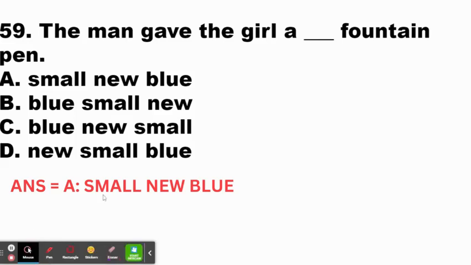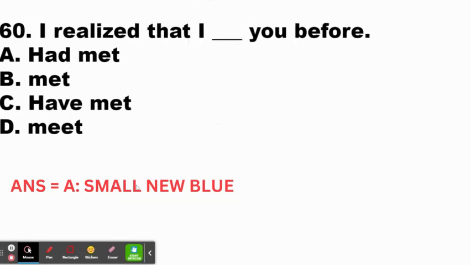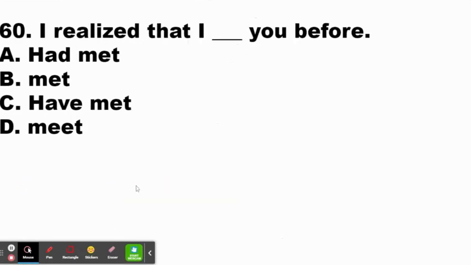Now, let's move on to question number 60. I realized that I dash you before. A, had met. B, met. C, have met. D, meet. The correct option is A. I realized that I had met you before. All right. I realized that I had met you before.